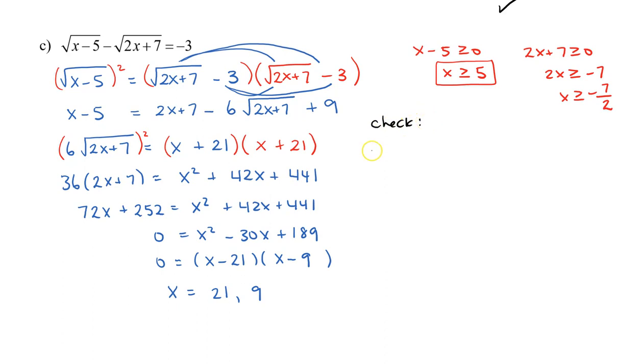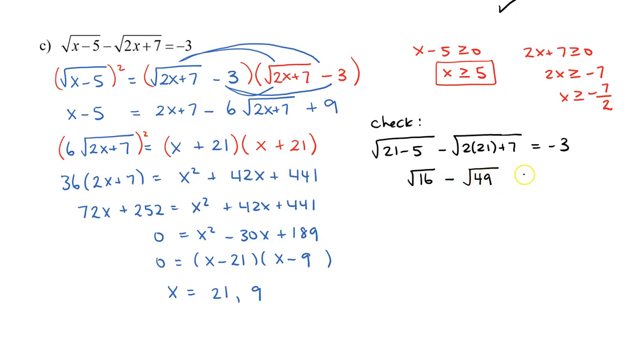In this case, we have two solutions to check. So let's first check 21. We have 21 minus 5 in this first square root, and then minus the square root of 2 times 21 plus 7 equals negative 3. So 21 minus 5, we have the square root of 16. And then in the second radical, we have 2 times 21 plus 7, which is root 49. So we have 4 minus 7, which is negative 3, which equals the right side. So that's great.